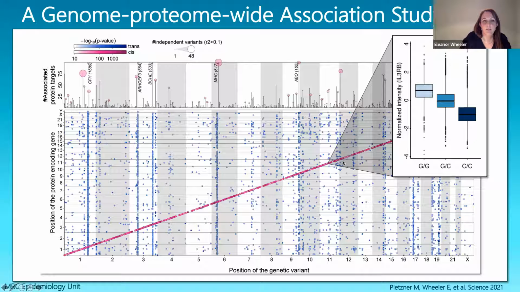And so here, for example, you can see that this is a genetic variant associated with levels of, which I can't see, IL3RB, and these are the relative protein abundances for the 3 different genotype categories.